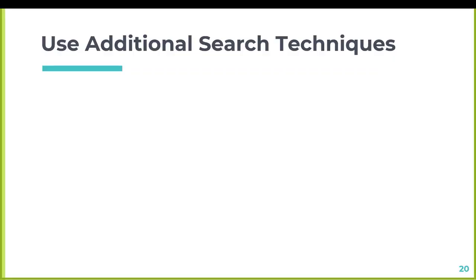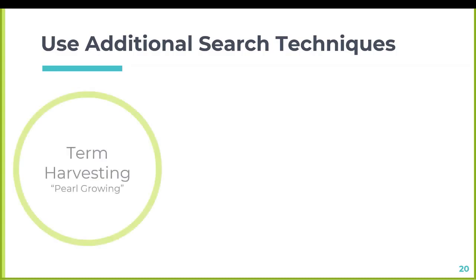So the following are additional search techniques, and I'm going to go over them briefly. David will expand on them during his demonstration. But these techniques are used to expand a search once you've found a relevant article that you would like to use. First up is term harvesting, sometimes referred to as pearl growing. So this is looking at keywords that you've found on your relevant article to identify terms that you would like to add to your search strategy.